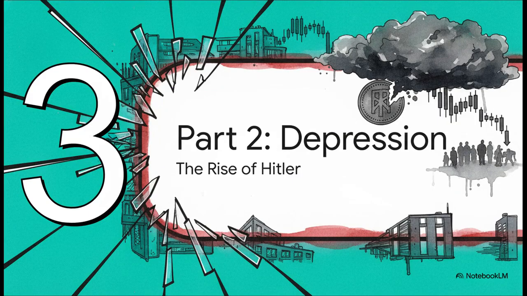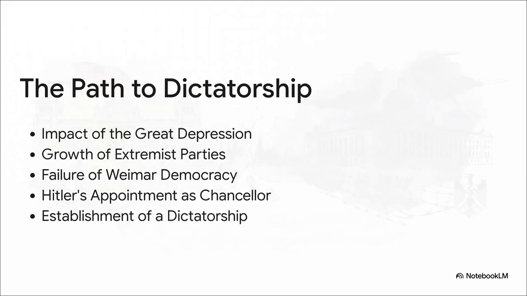Okay, moving on to part 2, Germany and the Depression. This is where everything changes. Just when it looked like Germany was finally getting back on its feet, disaster strikes, and it comes from all the way across the Atlantic. The 1929 Wall Street crash kicks off the Great Depression, and the economic shockwave that hits Germany proves fatal for its democracy. So this whole section is about a tragic chain reaction.